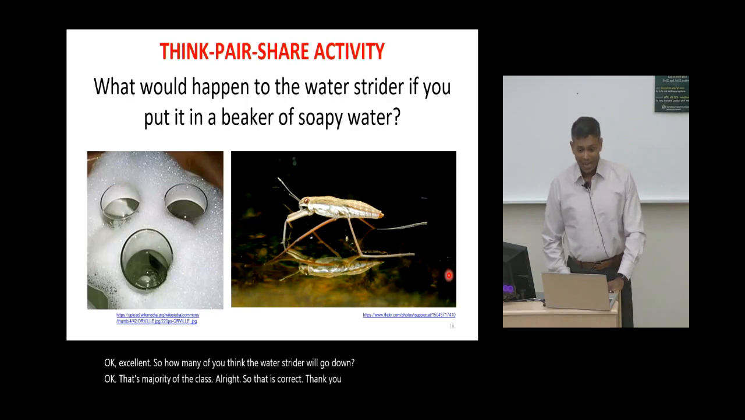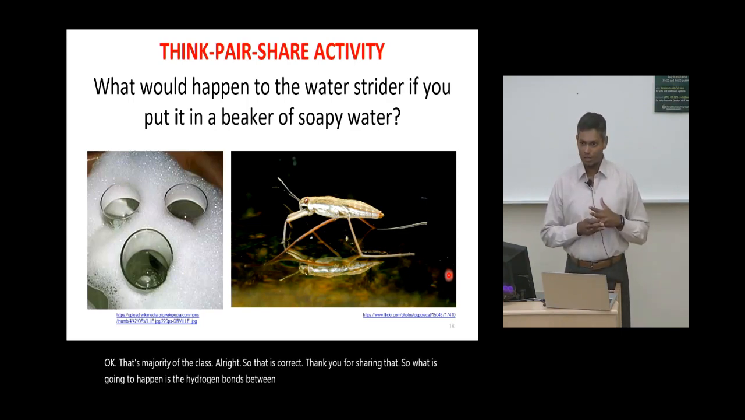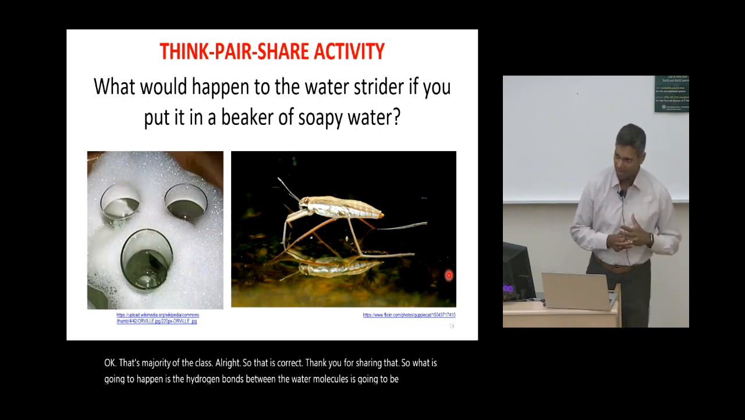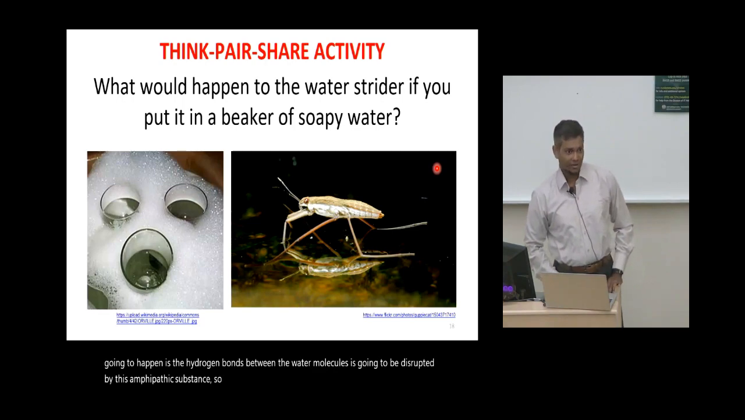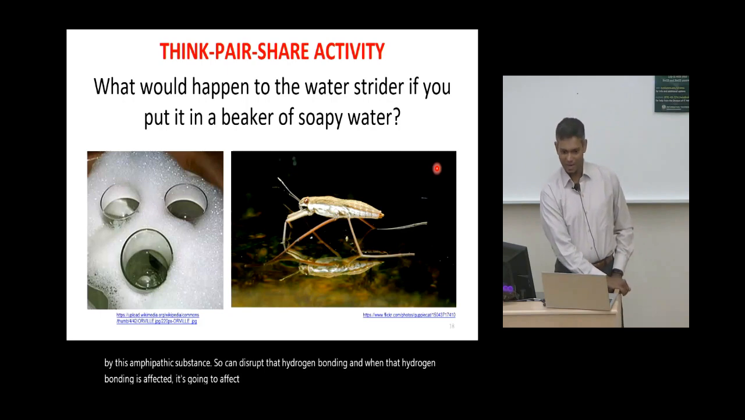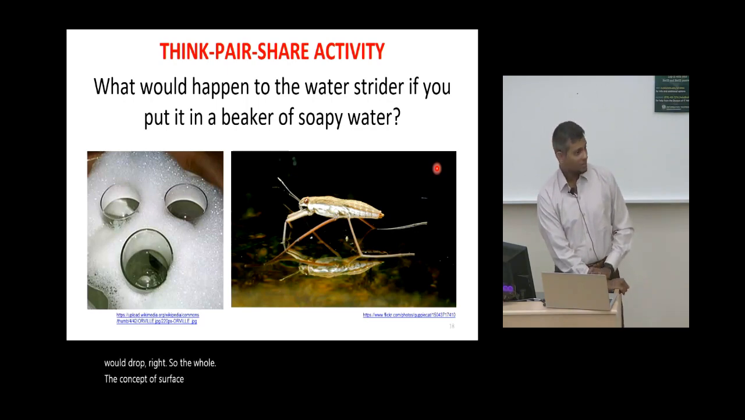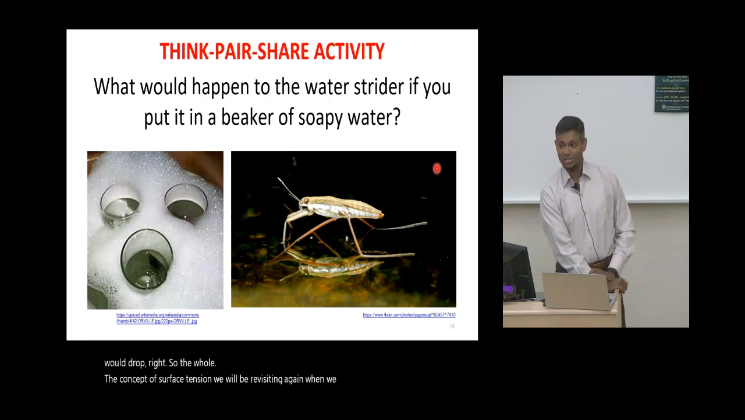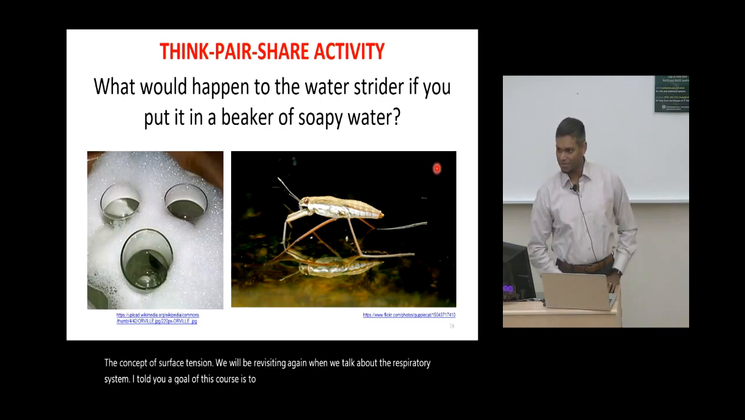So what is going to happen is the hydrogen bonds between the water molecules are going to be disrupted by this amphipathic substance. Soap can disrupt that hydrogen bonding, and when that hydrogen bonding is affected, it's going to affect surface tension, and as a result, this poor water strider would drown. The whole concept of surface tension, we will be revisiting again when we talk about the respiratory system. I told you a goal of this course is to integrate information.